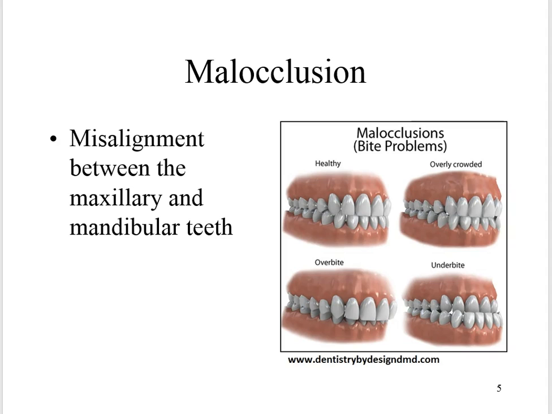Malocclusion, or poor bite. It's a misalignment between the maxillary and mandibular teeth. And you can see how these are the normal teeth, overly crowded. There's the overbite and an underbite. So I have a slight overbite, not quite that bad.